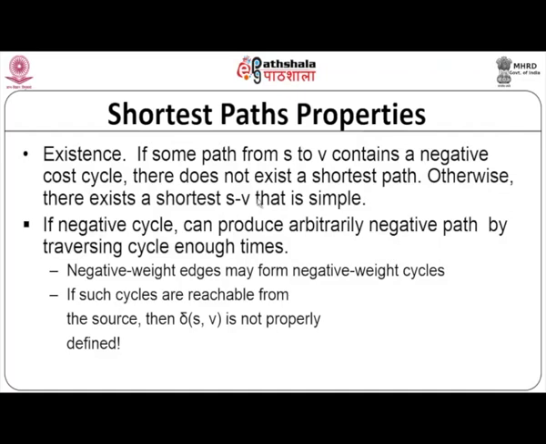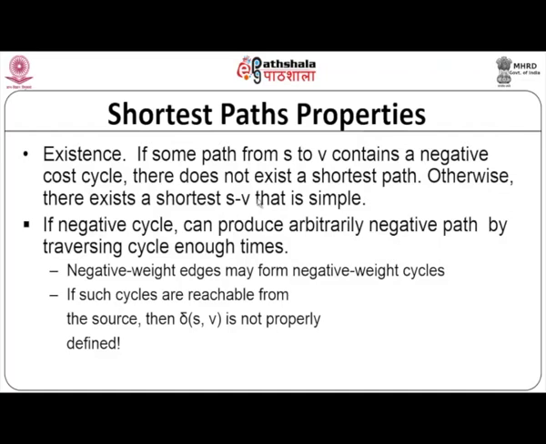So, first is the existence of the shortest path. Now, if some path from S to V contains a negative cost cycle, remember it is not only a negative cost edge, but a negative cost cycle, what is the meaning of that? That is again going round and round. There does not exist a shortest path. Otherwise, there exists a shortest path from S to V, and that is simple.